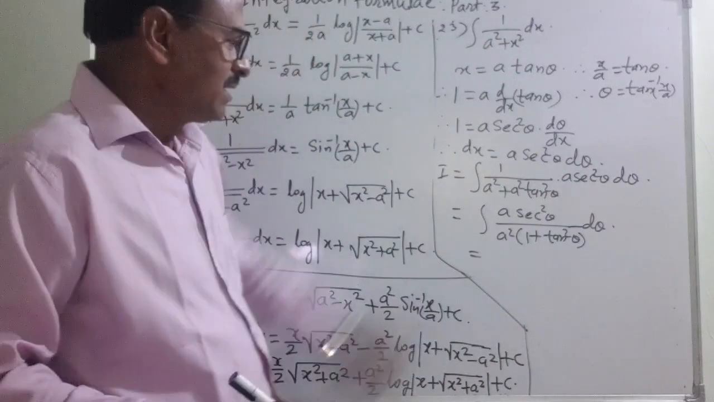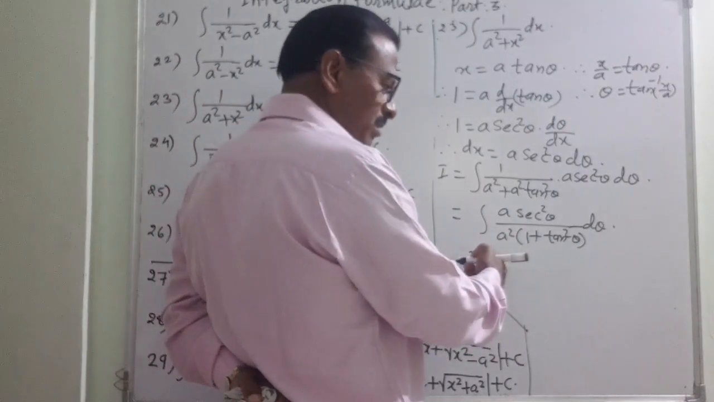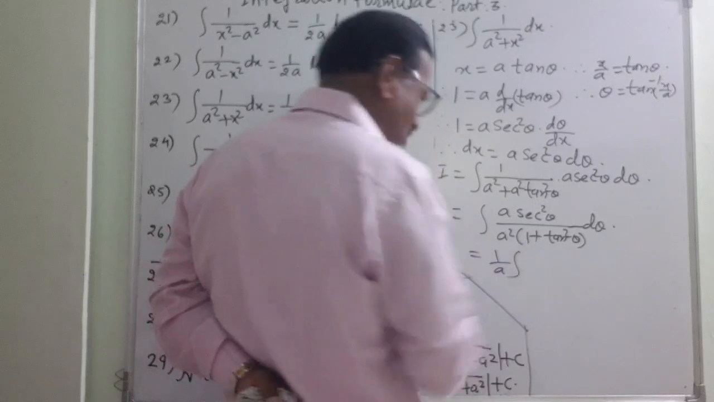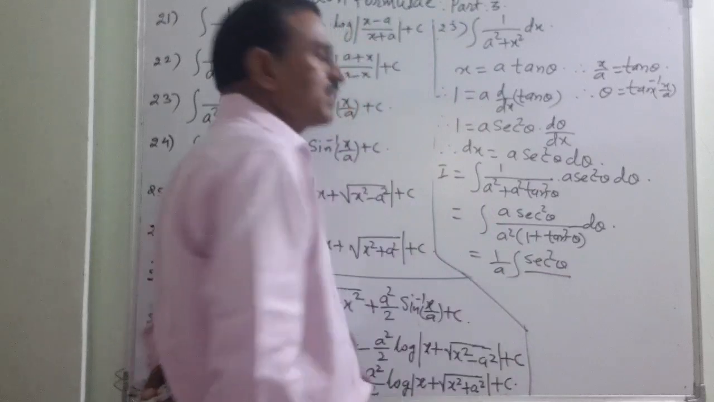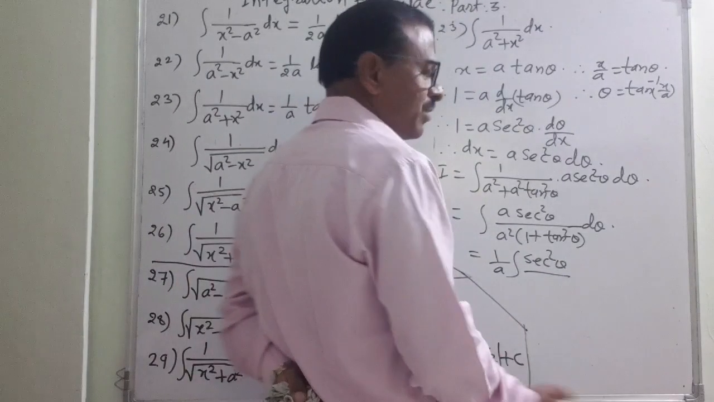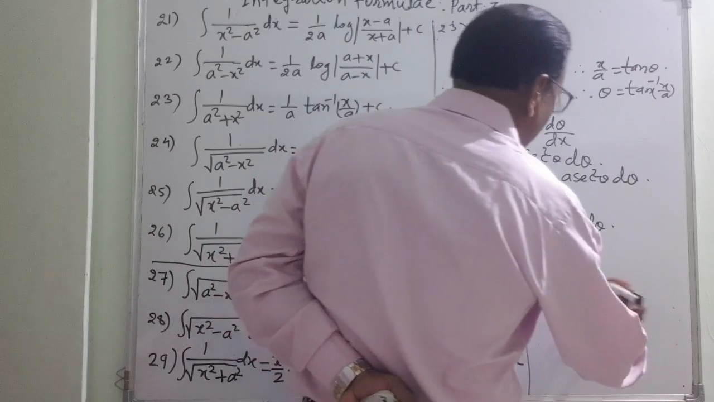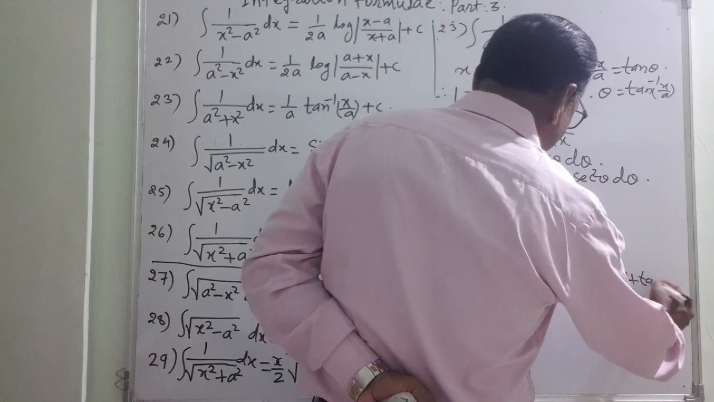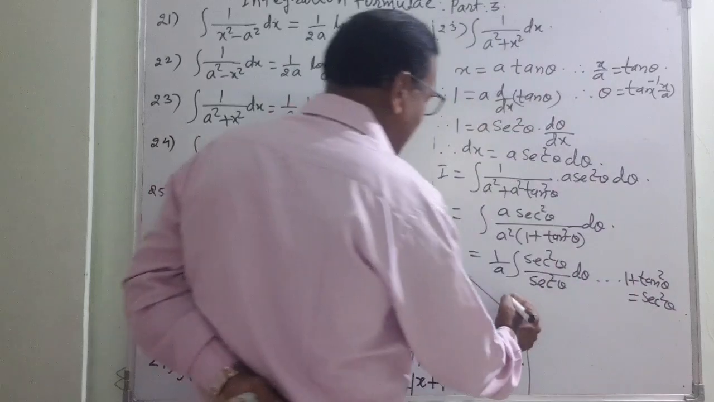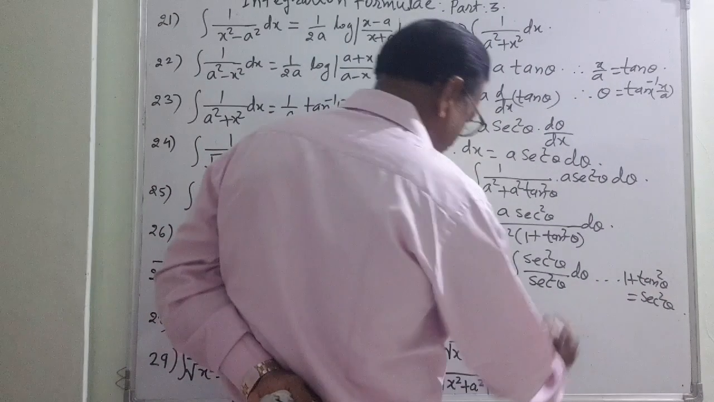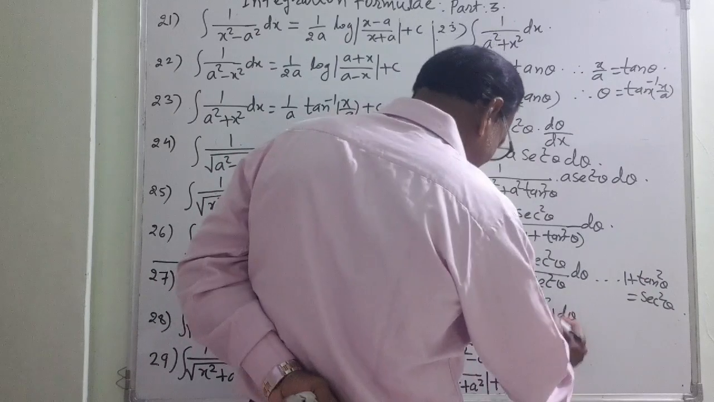Now see, this a will get cancelled in the denominator and 1 upon a will remain. So 1 upon a I will take out. Above it is sec square theta. Below it is 1 plus tan square theta. You know the trigonometric identity, 1 plus tan square theta is equal to sec square theta. You need not write the reason also, because this is a very basic thing. That is equal to 1 upon a integration, sec square cancels, d theta means 1 d theta.